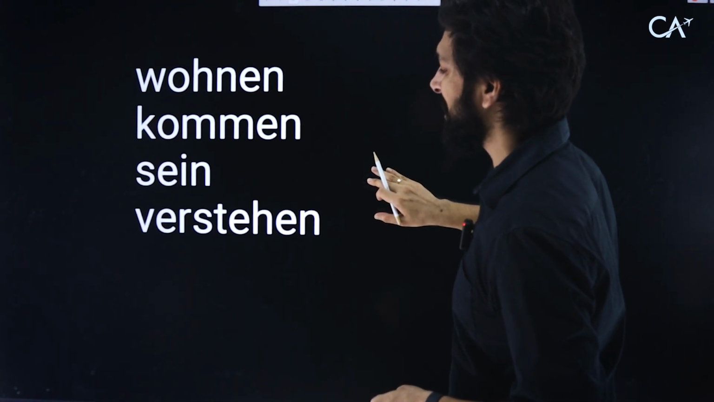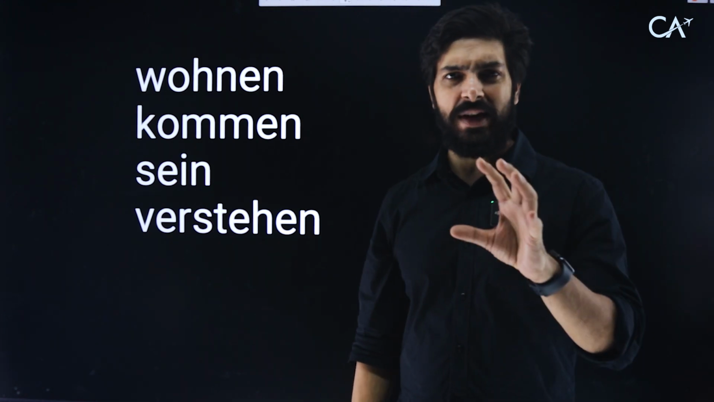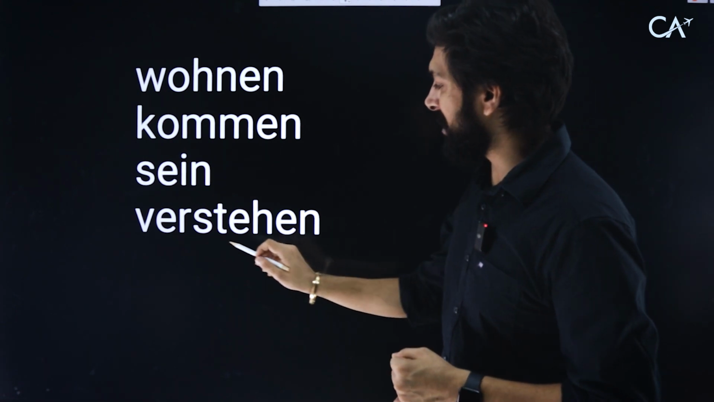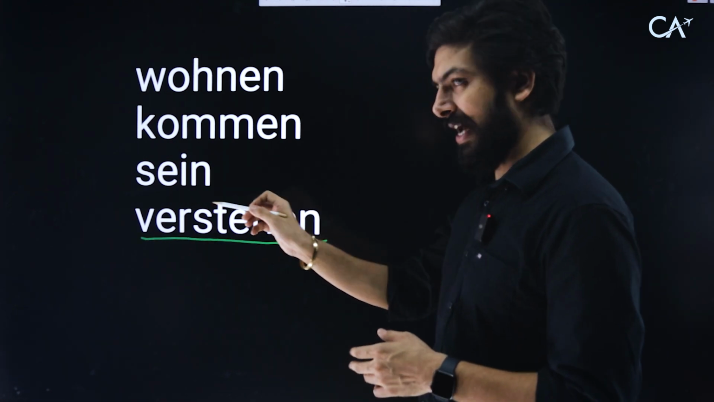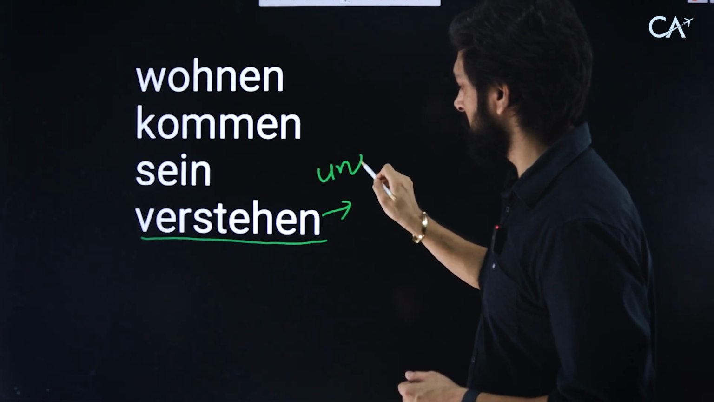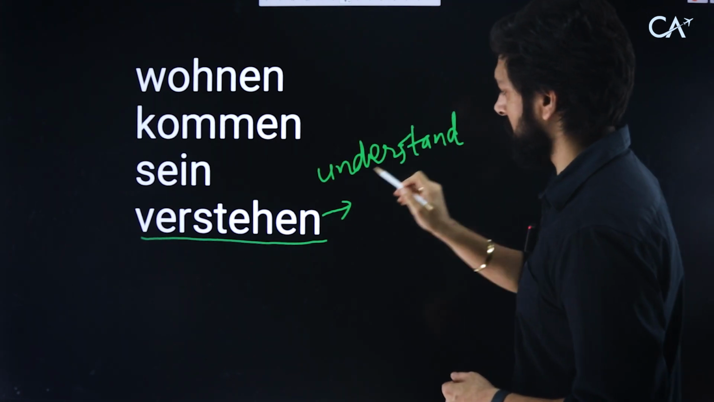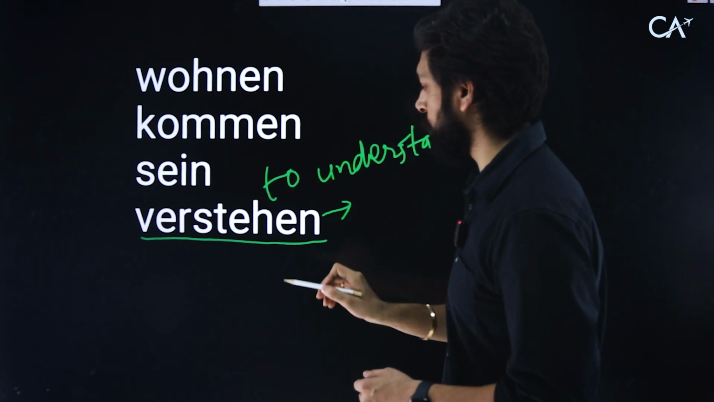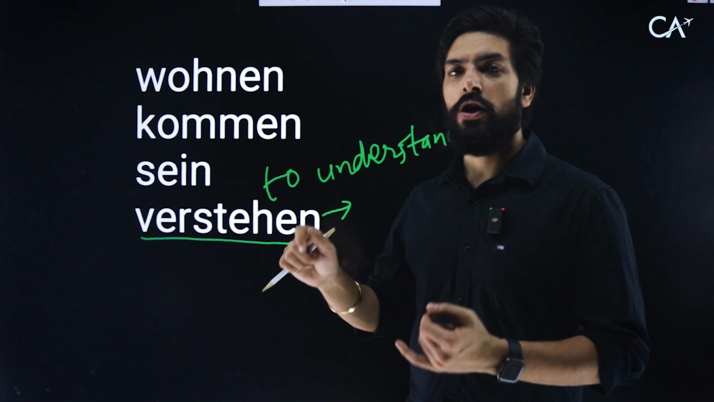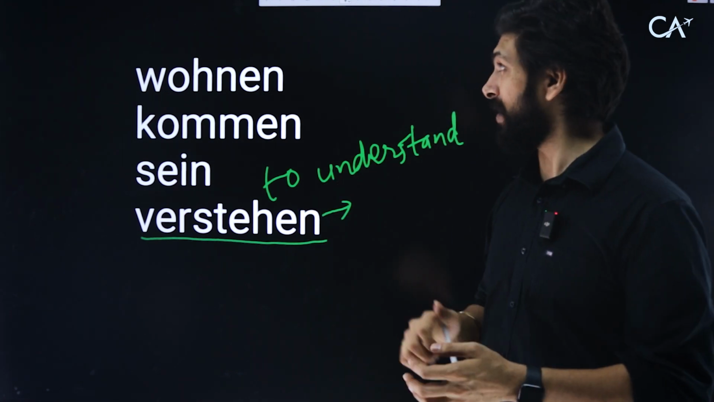Next one that we have is verstehen. In one of the chapters about Buchstabieren, I think the 5th chapter, Kapitel 5, we understood what is verstehen. V is F here. Verstehen is to understand. It's important to add the to so that you can understand it is a verb. En at the end, verb. Wohnen, kommen, sein, verstehen. Already 4 verbs down.